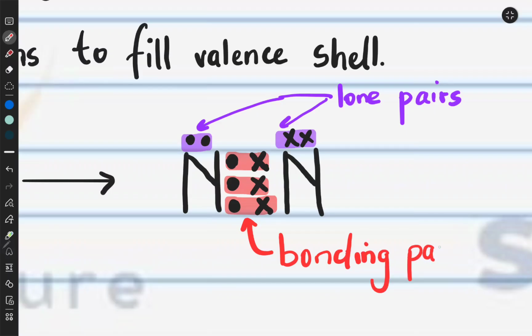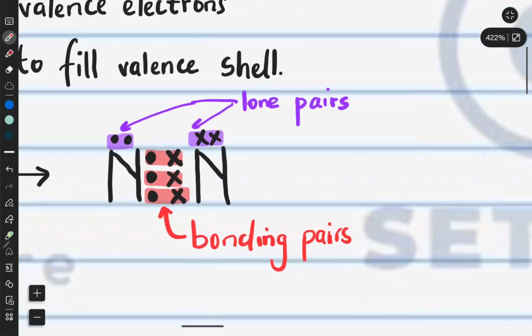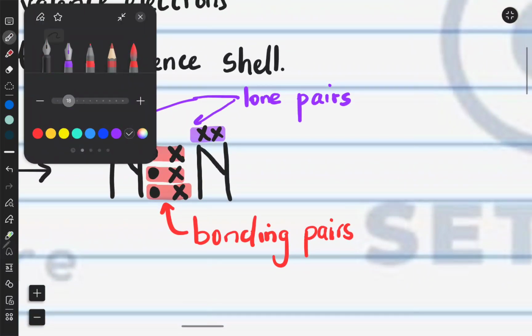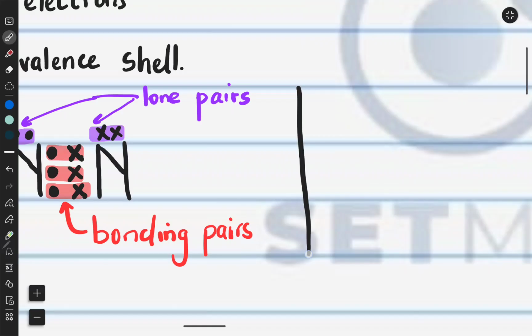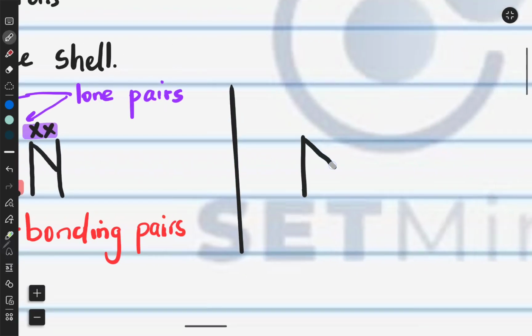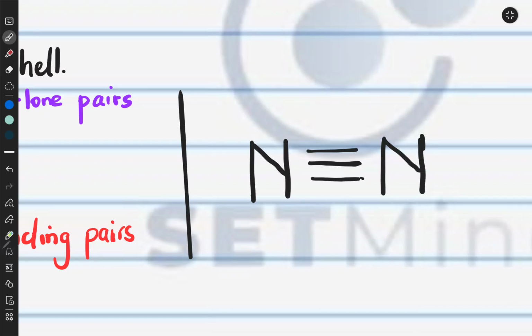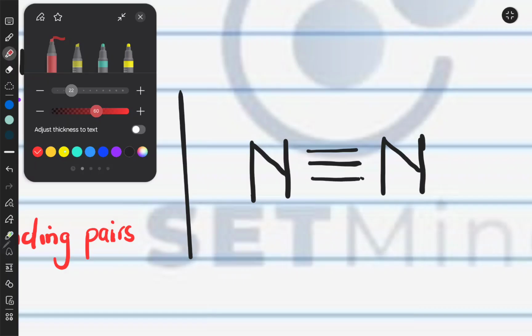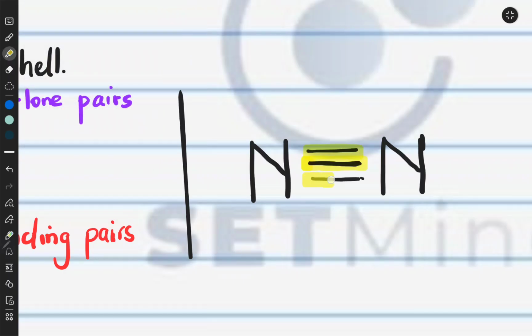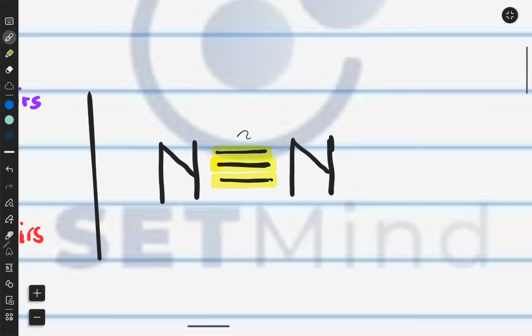Since we have 3 bonding pairs, remember, one bonding pair gives us 1 bond. Second bonding pair, another bond. Third bonding pair, another bond. So if we draw our lines like we've been doing for the other ones, we would get that the nitrogen atoms are bonded by 3 bonds. So this is what you would call a triple bond. 1, 2, 3. That's what you would call a triple bond.